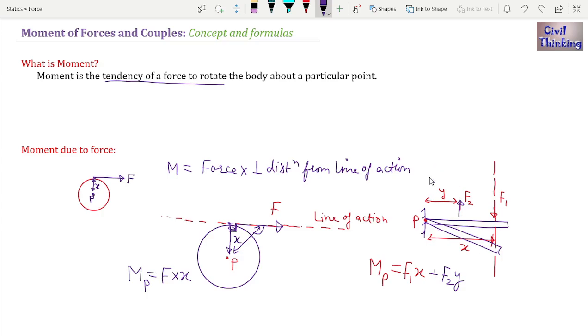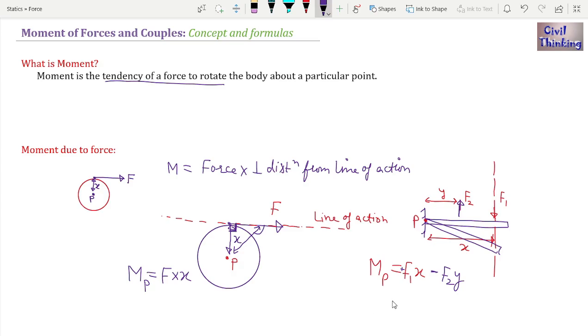So because I have chosen the clockwise movements to be positive, this is F1x, here is a positive sign, we don't write the positive sign, right? Now because F2y is a movement at P, but it is anti-clockwise, I will write a negative sign here. Okay, now I can say F1x and F2y movements are opposite to each other, right? F1x is in clockwise and F2y is in anti-clockwise. So this is the net moment at P.